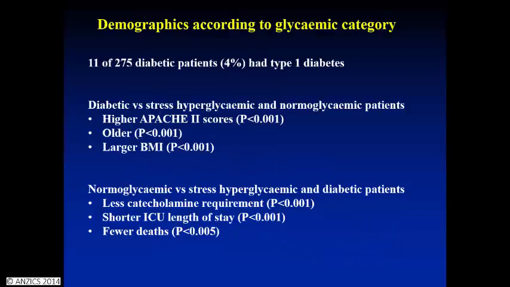Of the diabetic patients, this was predominantly a type 2 diabetic phenomenon, so only 11 of the patients had type 1 diabetes. Those patients who were diabetic compared to non-diabetic tended to be sicker, older and have larger BMIs.